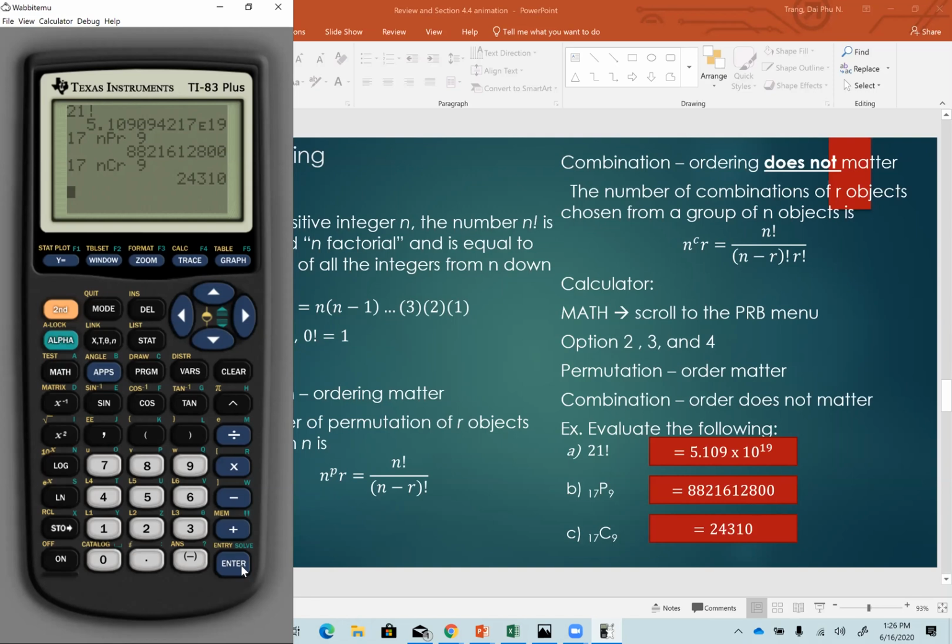Before we move to the next problem, any questions on how to use your calculator? Because as you can see, 4.4 is very calculator dependent. Well, most of what you will see later is all calculator dependent. Any questions with this one here? So everybody good with the calculator?